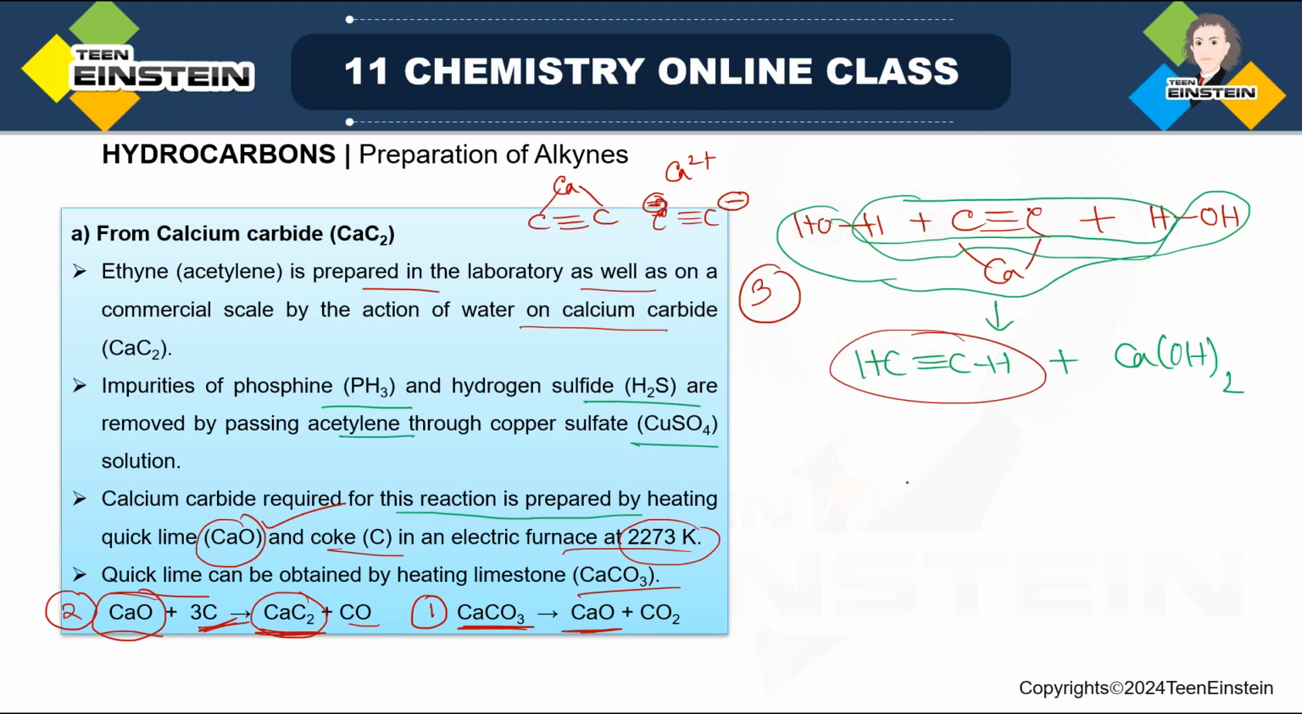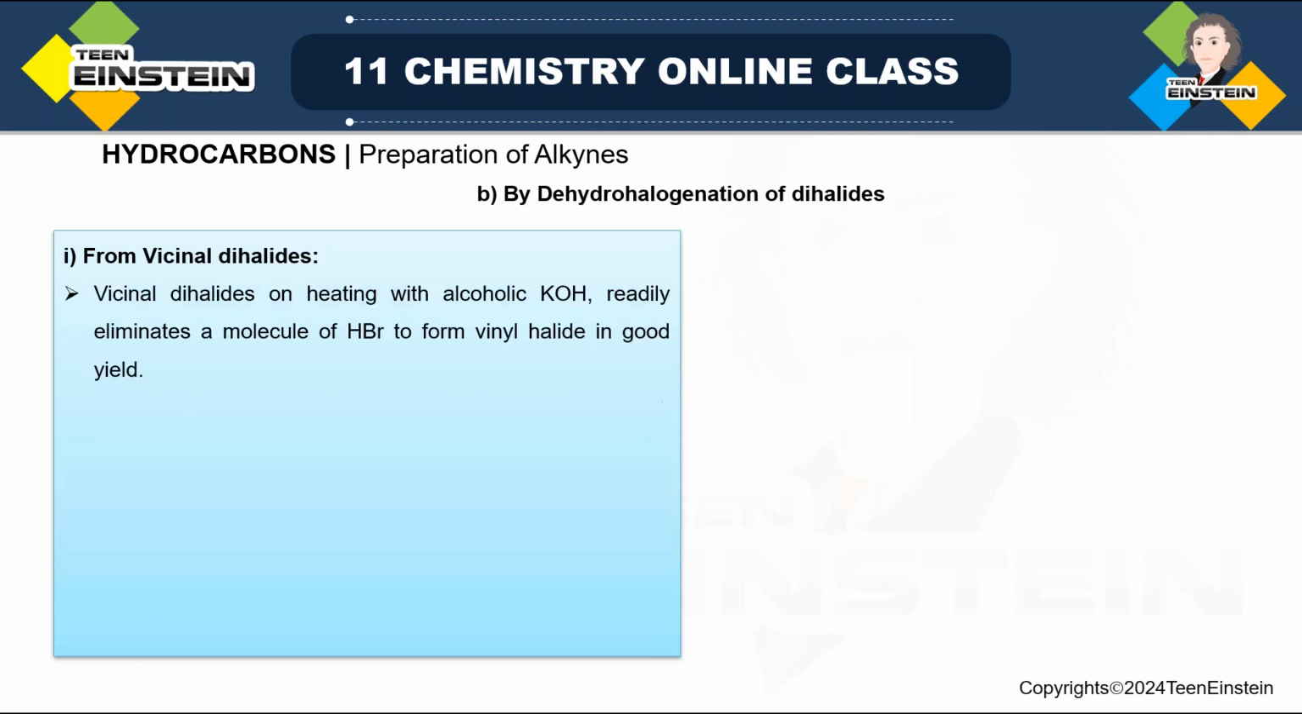Fine. Now by this method obviously we are getting acetylene, because from this type of structure you cannot have any alkyl group. So this is for acetylene. The first method, starting from calcium carbide, remember it is applicable for laboratory, that is small scale, and also for commercial scale. Both are possible.